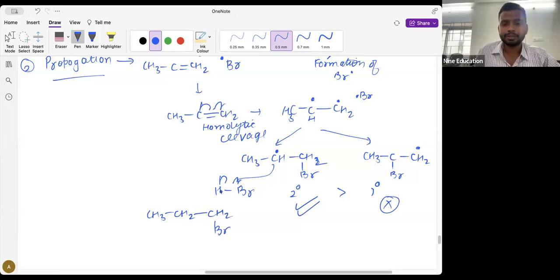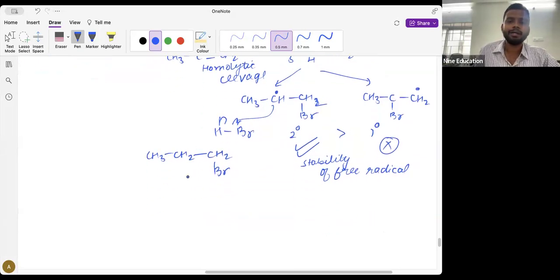Now see, this hydrogen attached came to this carbon, and Br came here. Br didn't come here, Br came at the side, the less substituted carbon, because of the stability of the free radical. Because of the stability of the free radical it came here.